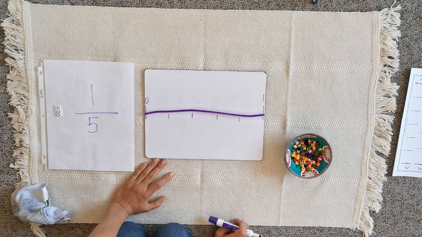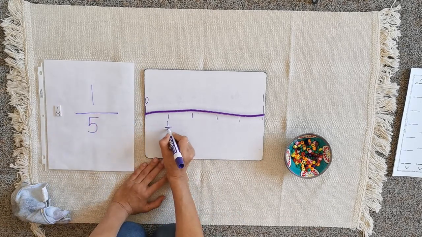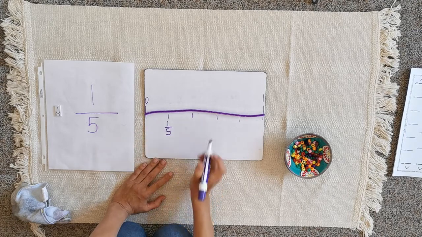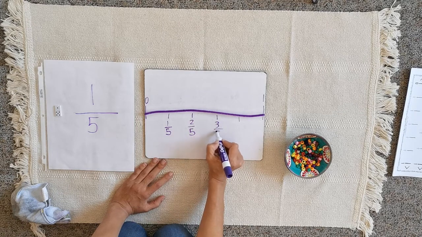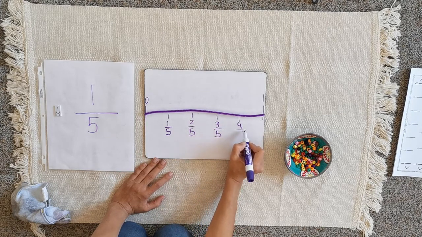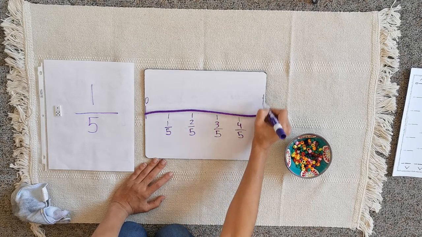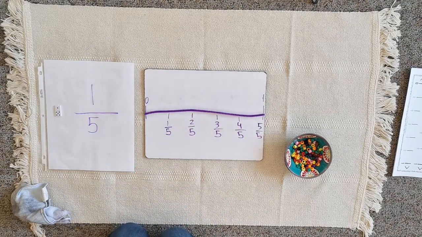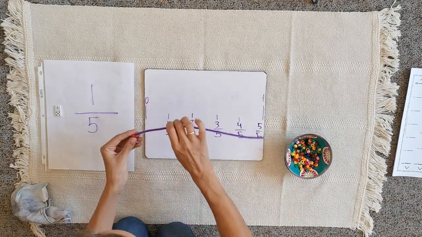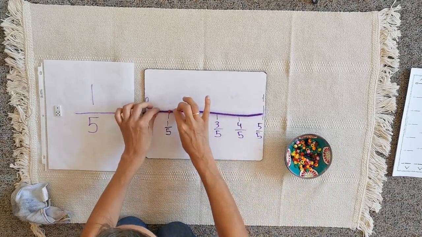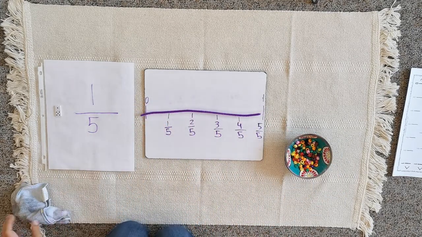Where is my 1/5? Over here, this will be 2/5, 3/5, 4/5, and 5/5. That makes the whole. So my bead goes over here. Ta-da! Do you think you are ready for level 2?